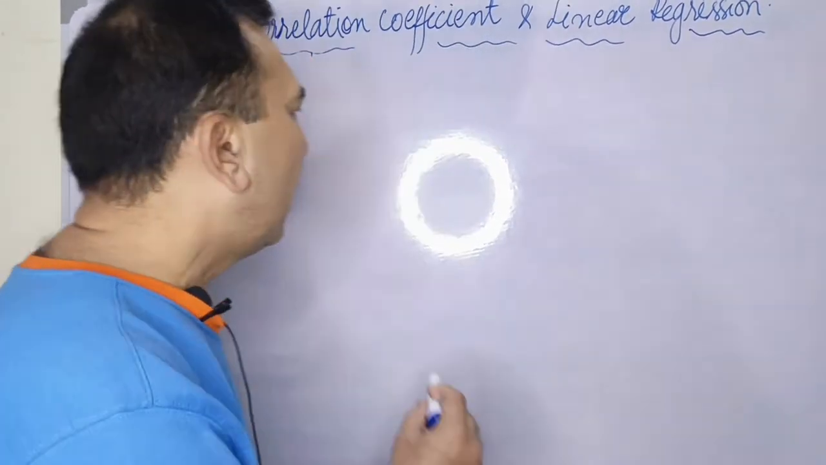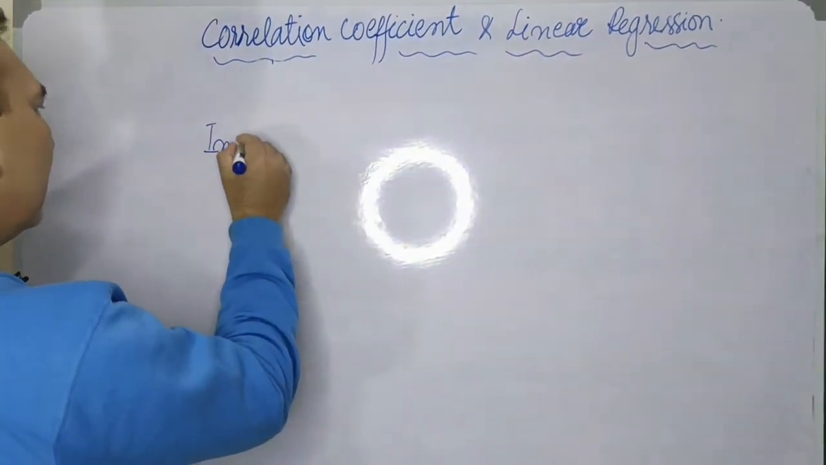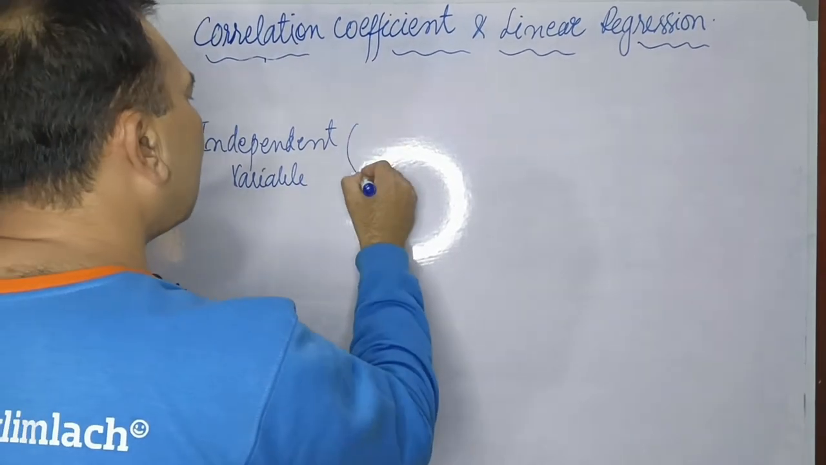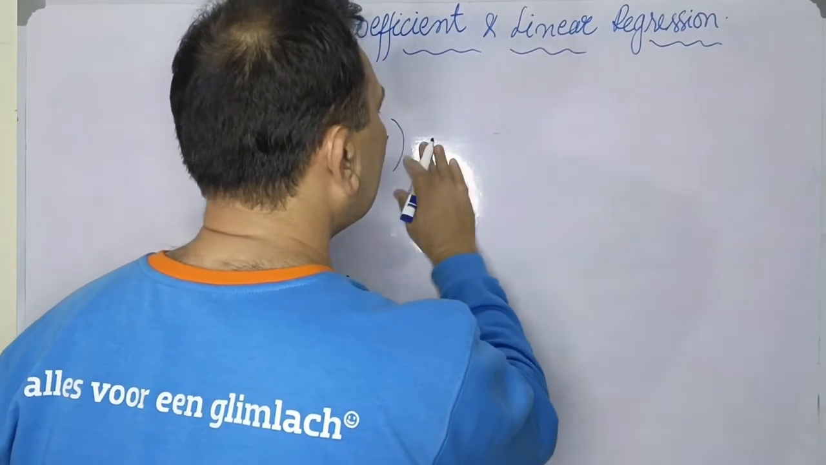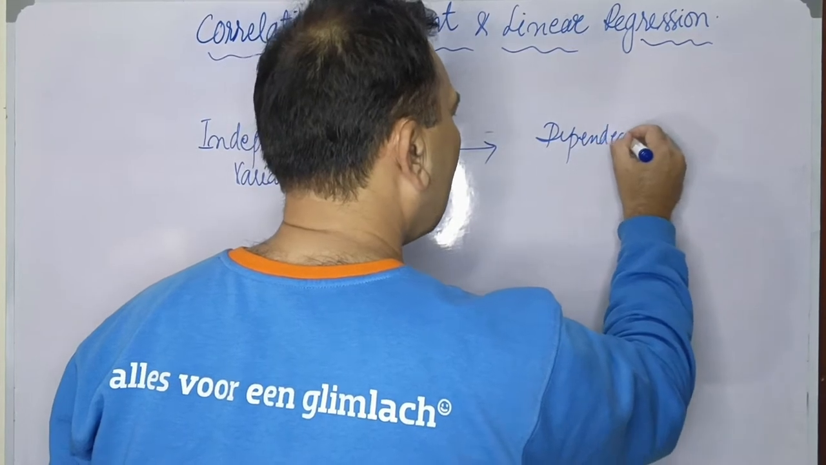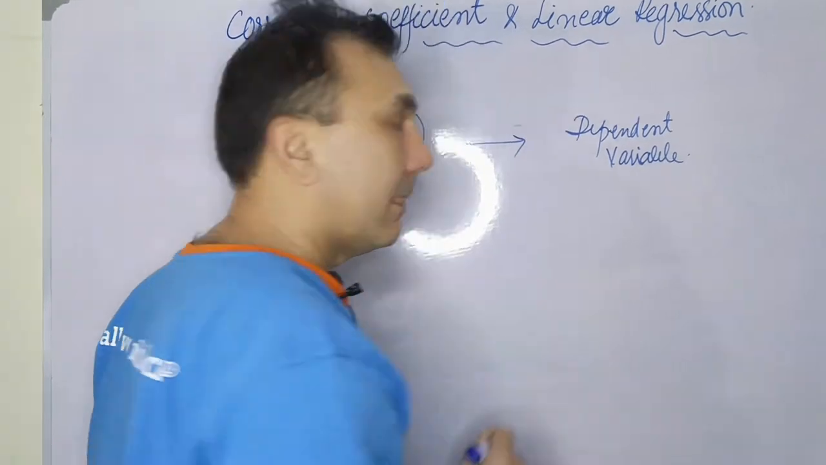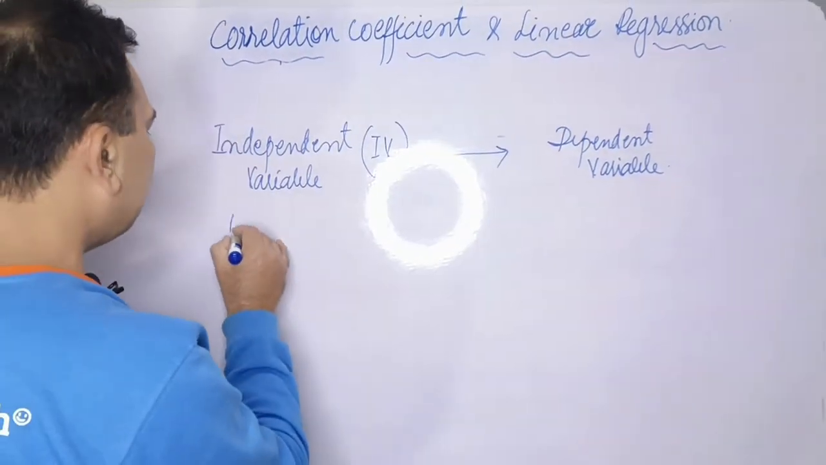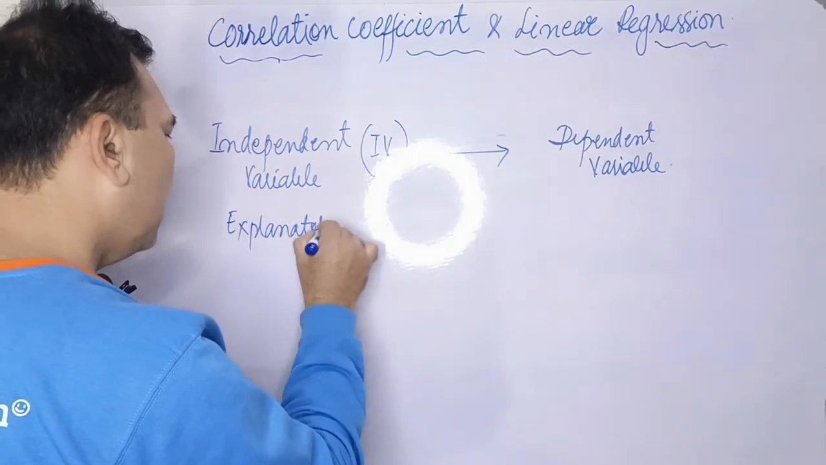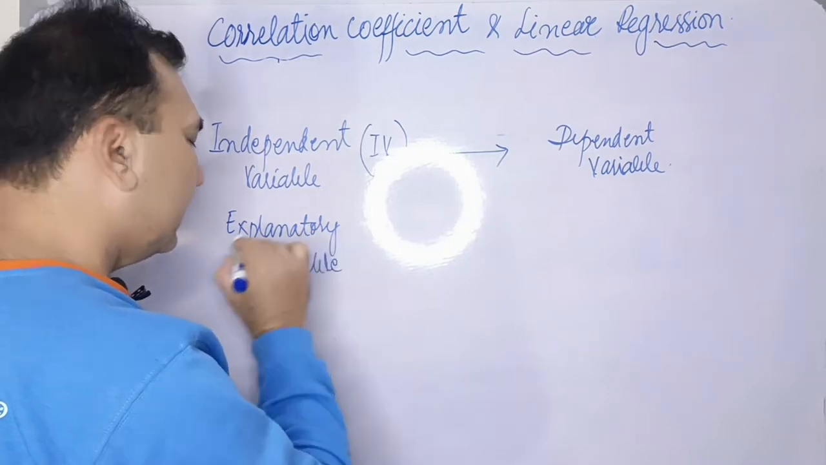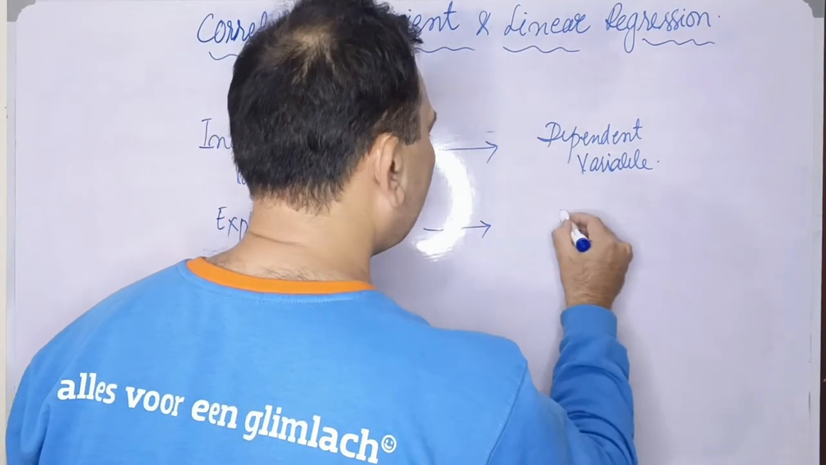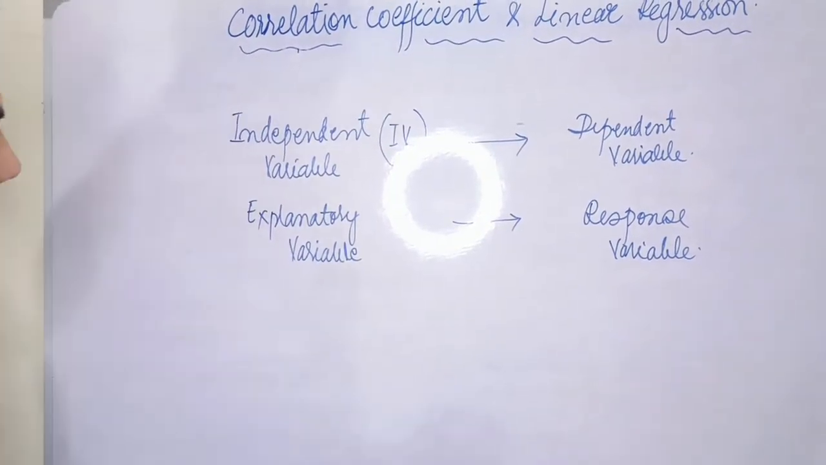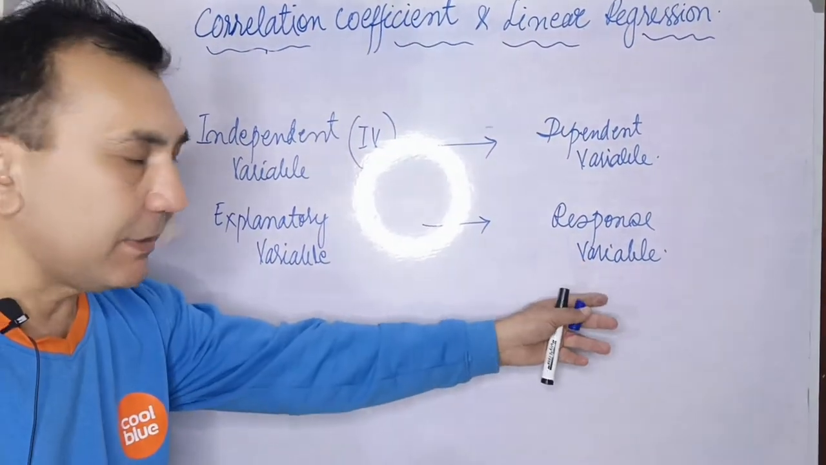These two variables are, one, called the independent variable, which is called the IV, and the second one is the dependent variable. The other name of the independent variable is the explanatory variable, and the dependent variable is called the response variable. It is also called the predictor, and this is a prediction.